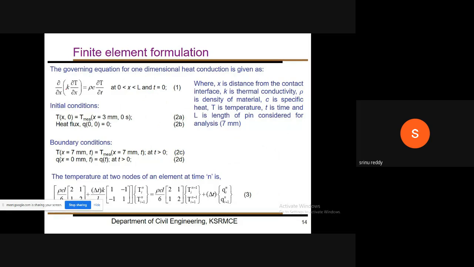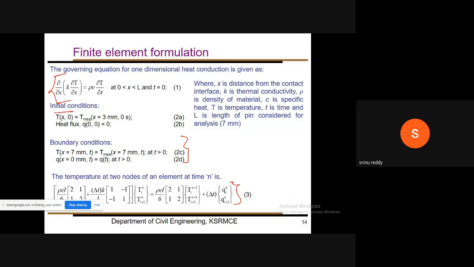These are the governing equations I used for this finite element model. These governing equations can be converted into finite element formulation using different methods, like Galerkin's method or Rayleigh's method. Before converting, we should know the initial conditions and boundary conditions. If the problem is time dependent, we have initial conditions; when the problem is static analysis, we have only boundary conditions. So here, the initial condition I have used is T(x, 0).